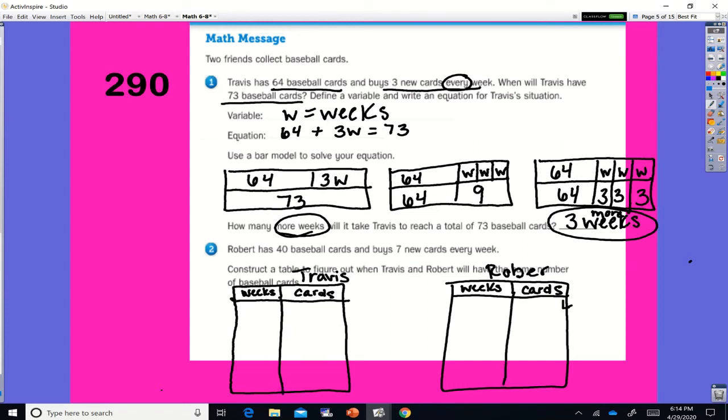So then once I do that, I'm going to split it up. Well, we have to remember that we each start with a number. So we have 40 for Robert that we start with, and Travis starts with 64. So we know without any weeks, we have 64 here. Robert, we have 40. Now we start adding this up. First week I add 3 more. Well, Travis, we're going to do the Travis one first. He adds 3 each week, so I'm going to keep adding 3 each week.